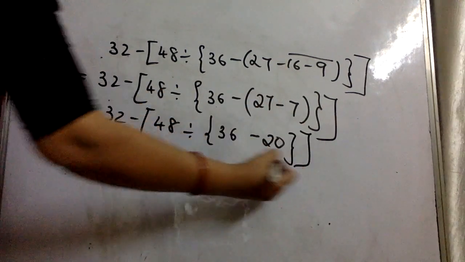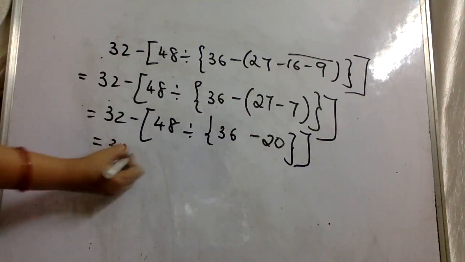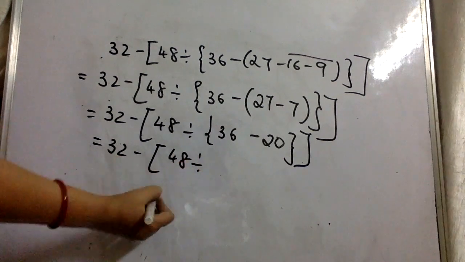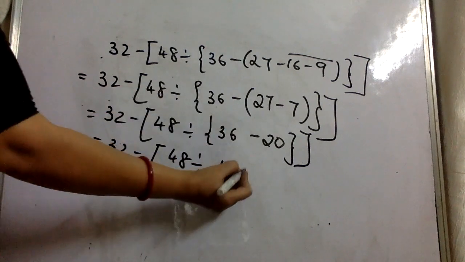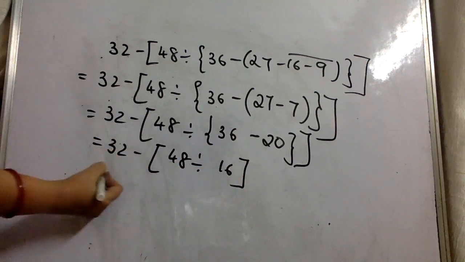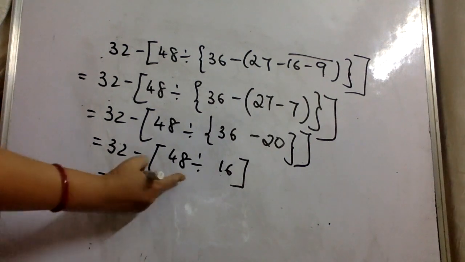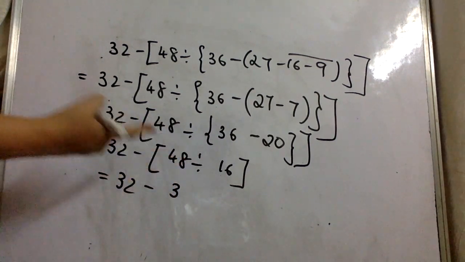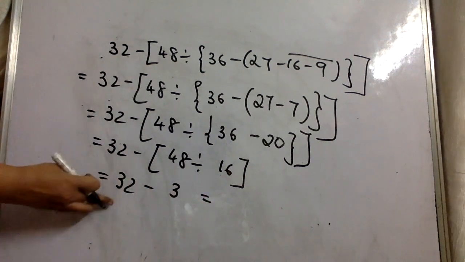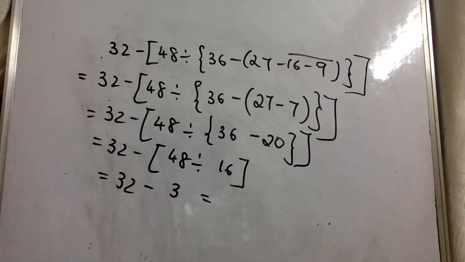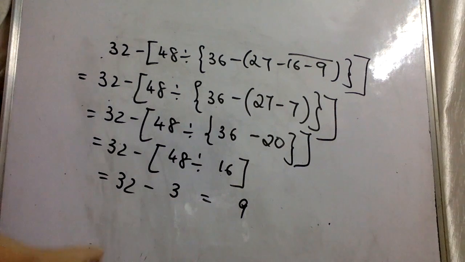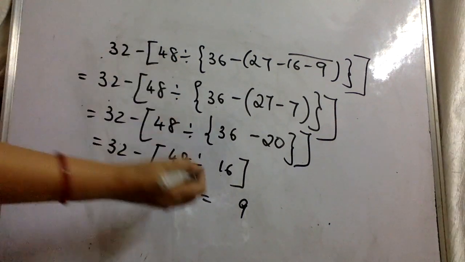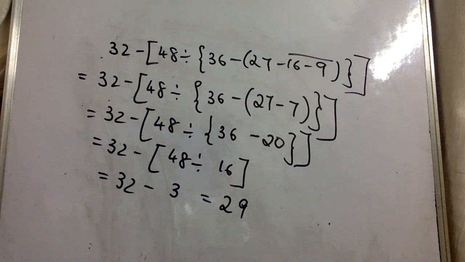Let's close only the curly and the box bracket. Copy again. 48 divided by, now here I have a 16 clearly because I got the answer, so I opened the bracket, and then the curly bracket is also out. Now 32 minus, this is a 3, 48 divided by 16 is 3. Then finally I reach 32 minus 3, and that is 29. So my final answer is 29.